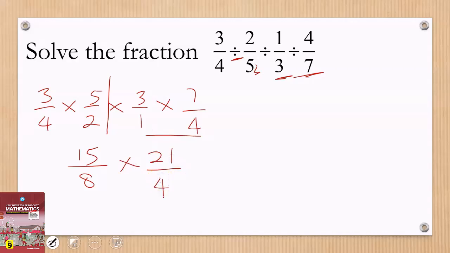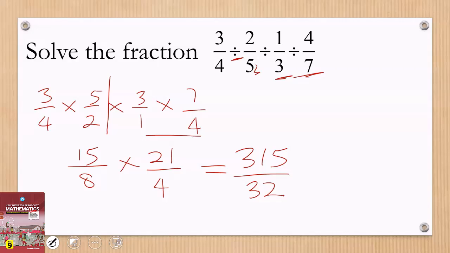And again, here we can't have any common divisor, so we multiply the numerators. So the numerators, we have 21 times 15, which will be 315, all divided by 8 times 4, which we know to be 32, as easy as it can be. Now, can we reduce this one to the lowest form? Can we think of a number that can divide these two numbers? There's no number that can divide both the numerator and the denominator.